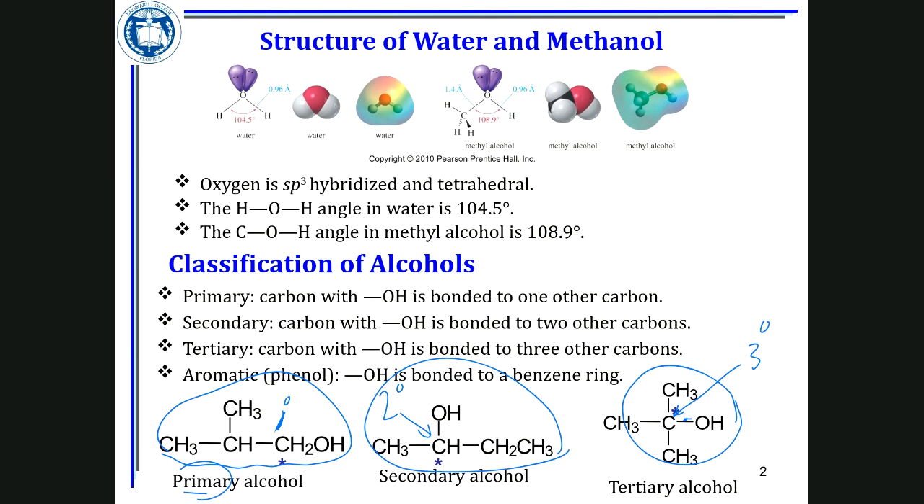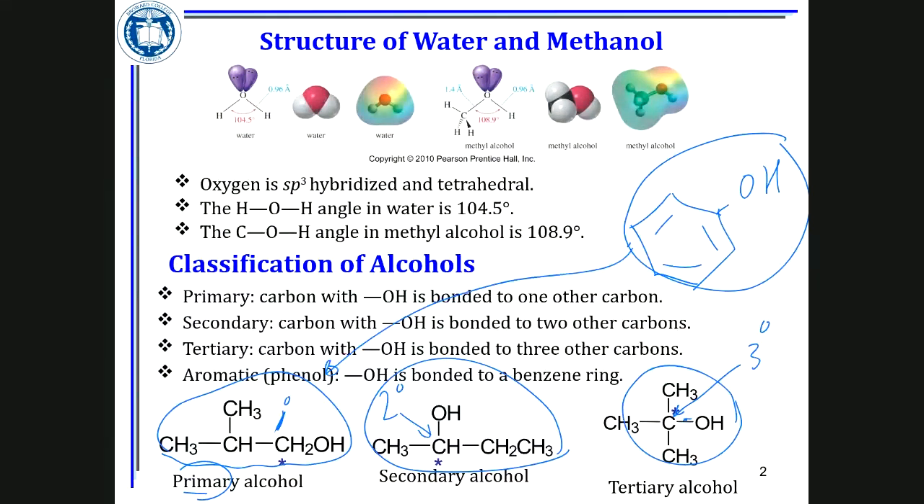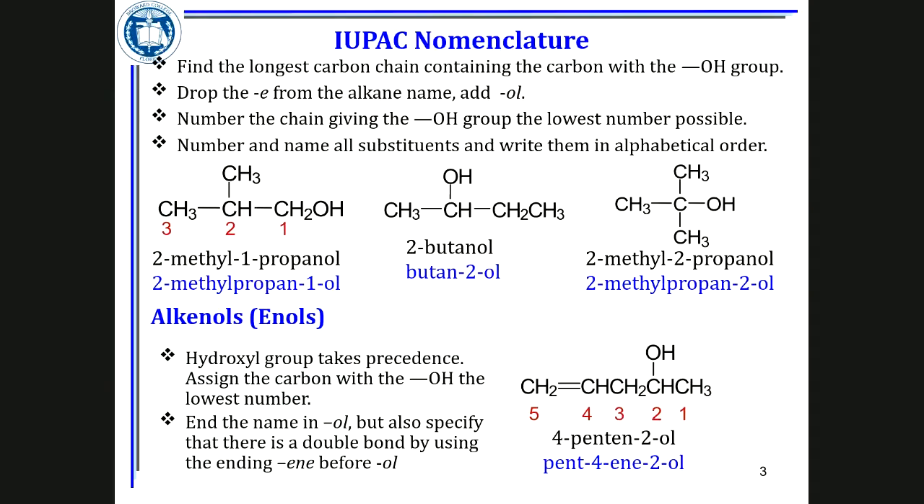Aromatic alcohol or phenol: if you have a benzene ring, and if OH is attached to the benzene ring, then the structure of the molecule looks like this, and the name or the class of this compound is going to be phenol. So we have phenol, primary, secondary, and tertiary alcohol. The functional group for alcohol is OH. It's like starting with water, you replace one of the hydrogens with an alkyl group.